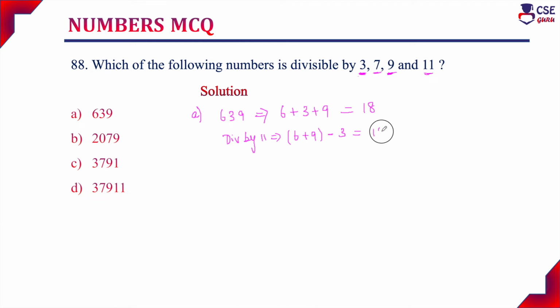So 15 minus 3, that is 12. So this is not 0 and this number is not divisible by 11. So it is not possible. Next we will check for option B.